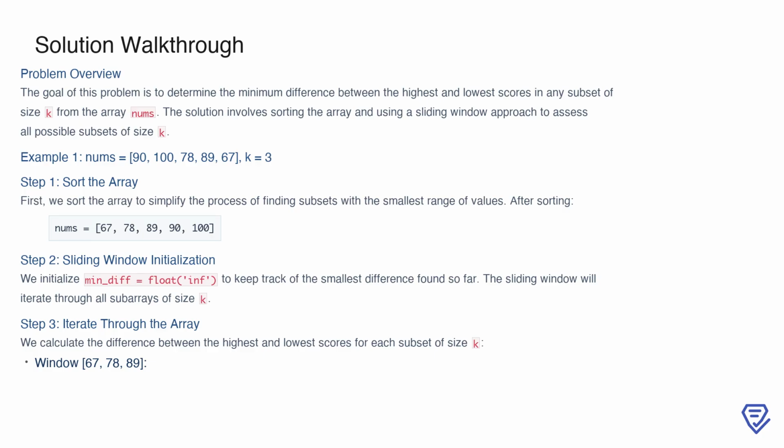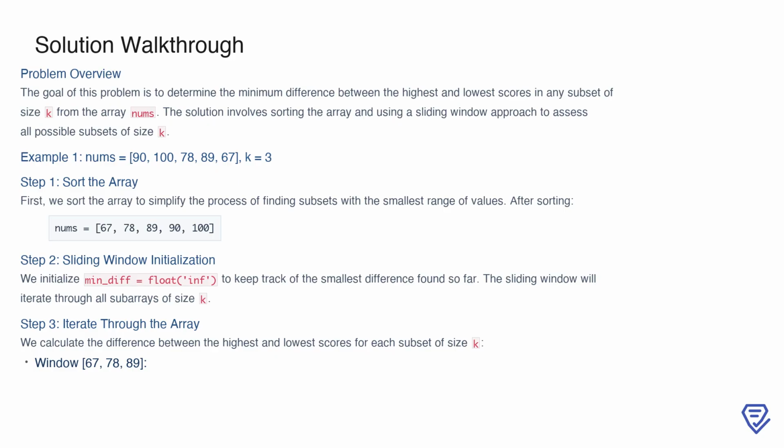To solve this problem, we need to find the smallest difference between the highest and lowest scores in any subset of size k from an array of scores, nums. The most efficient way to do this is by sorting the array first. Sorting ensures that the elements in any subset of size k are contiguous, which simplifies the process of finding the smallest range. Once sorted, we use a sliding window approach to iterate through all possible subsets of size k.